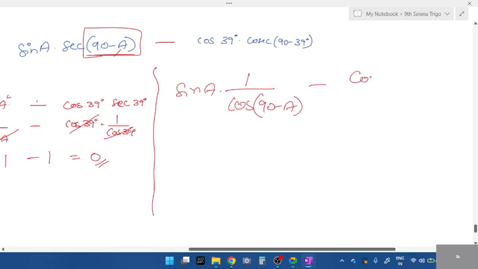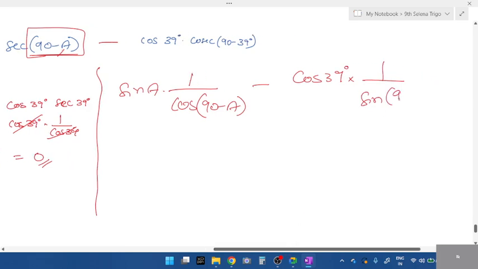Minus. For cos 39, I'll keep cos 39. Use reciprocal: 1 by, what is the reciprocal of cosec? Sine, x minus 30. Done. Next. Can we cancel them? They're not the same, right? They don't get cancelled. Keep sign as it is.